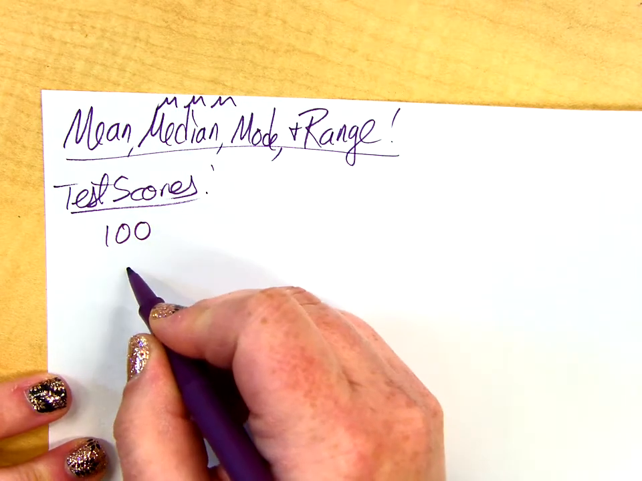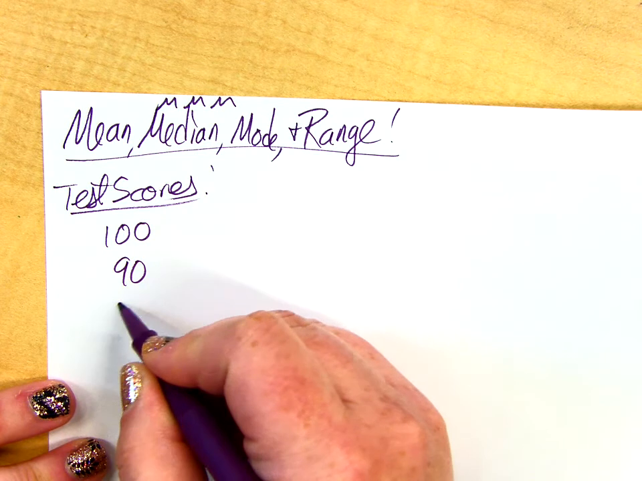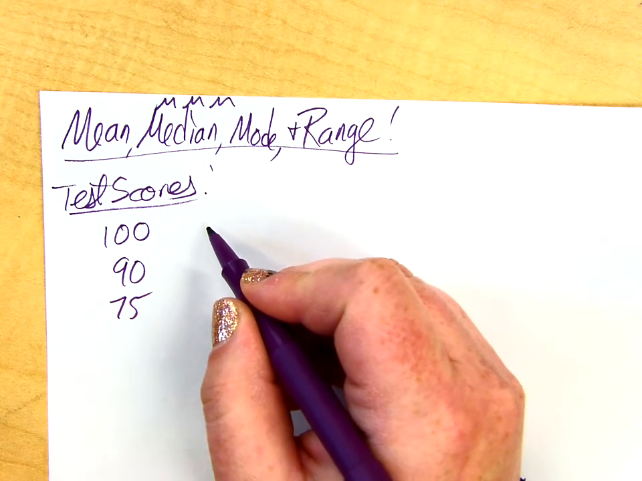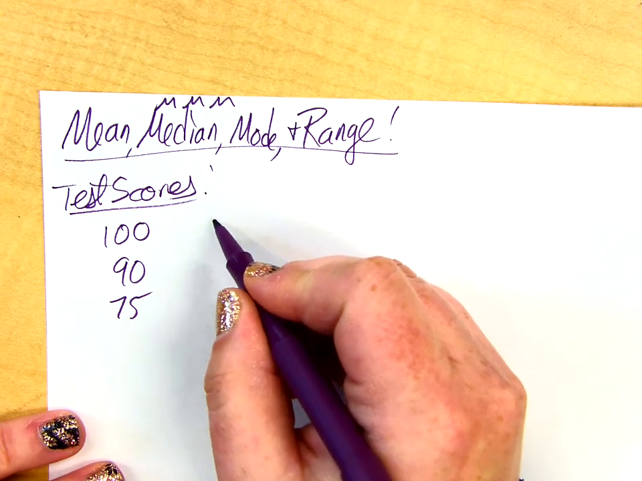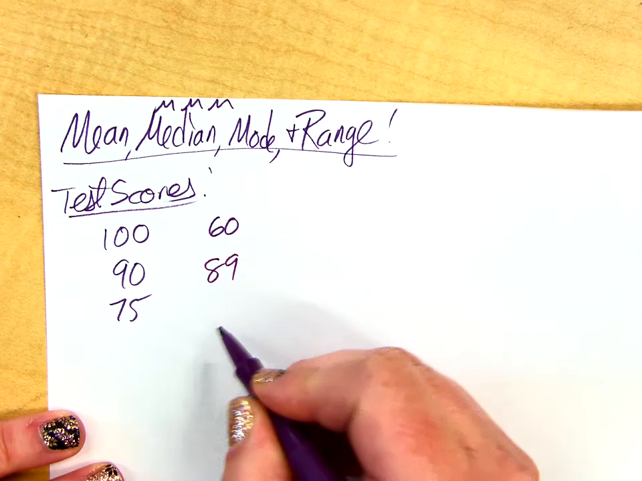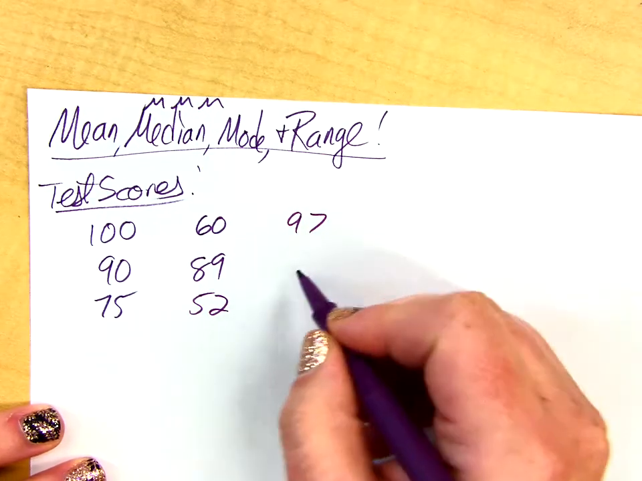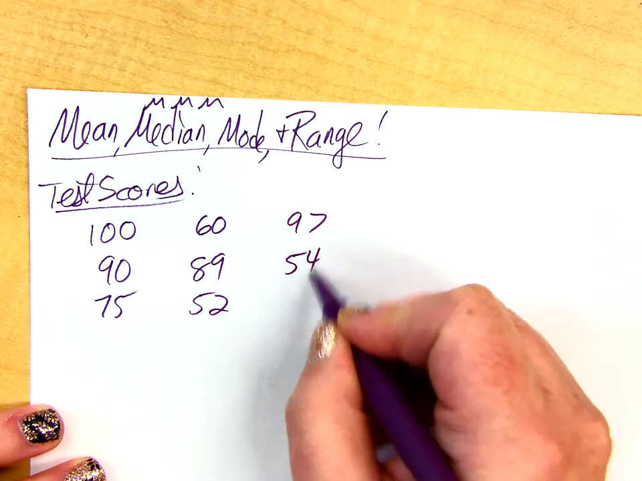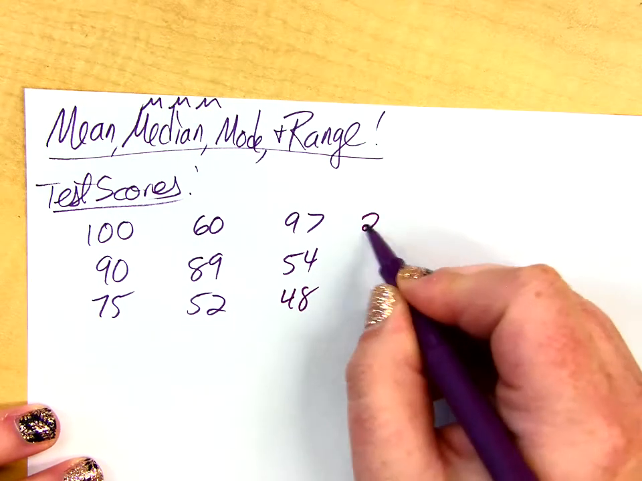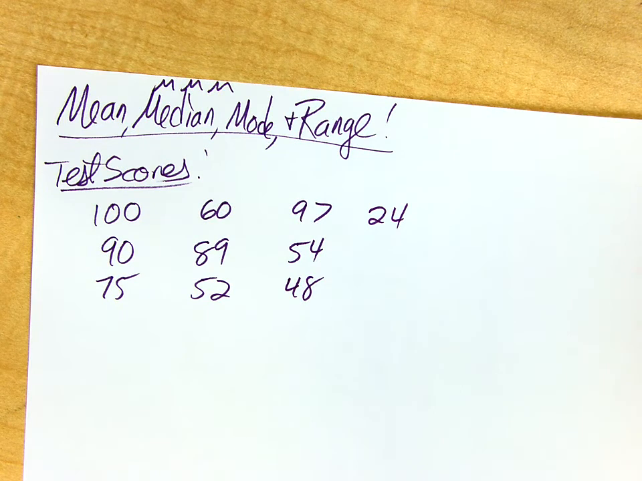100. 90. 69. Oh, Jesus. How about 75? 60. We're going to leave off 0. 60, 89, 52, 97, 54, 48, and I heard 24. Okay, so there are 10 test scores.